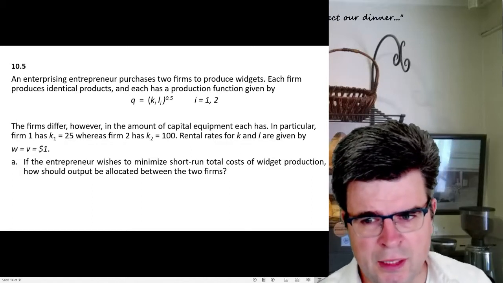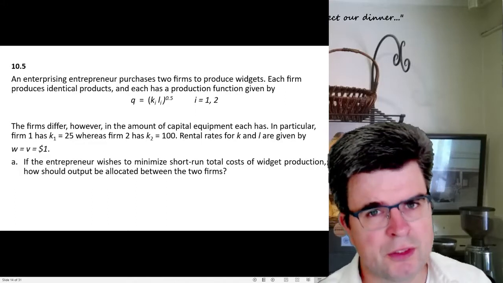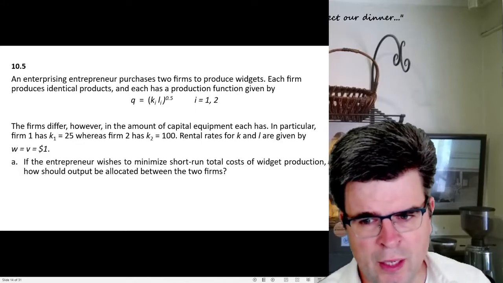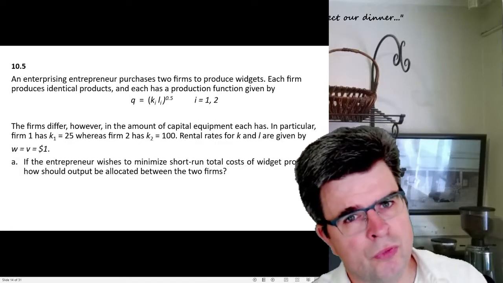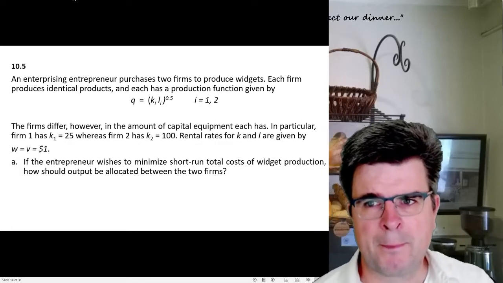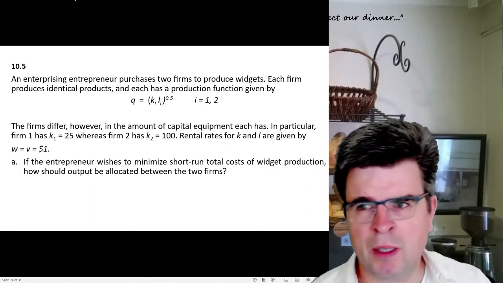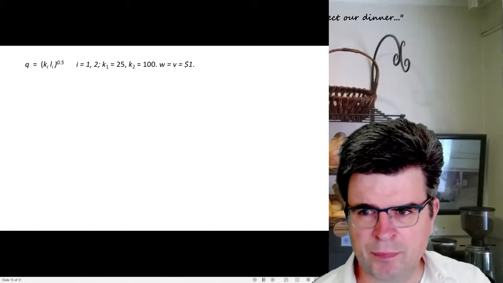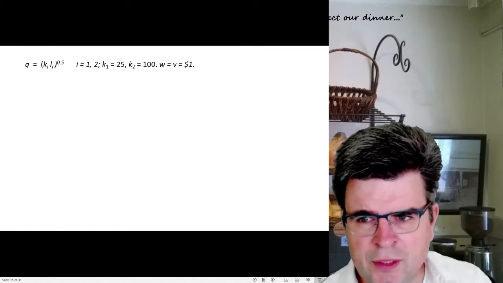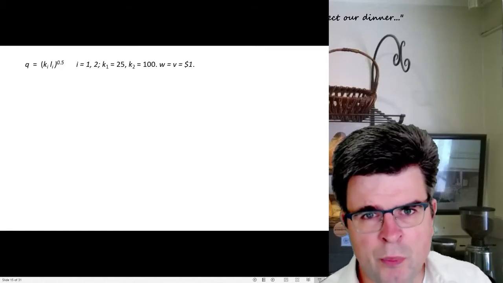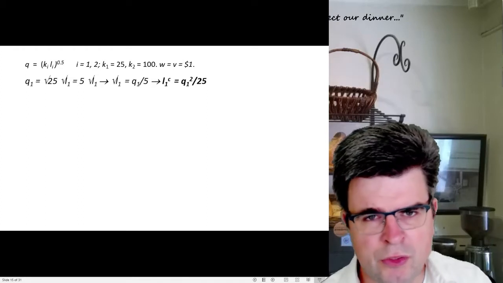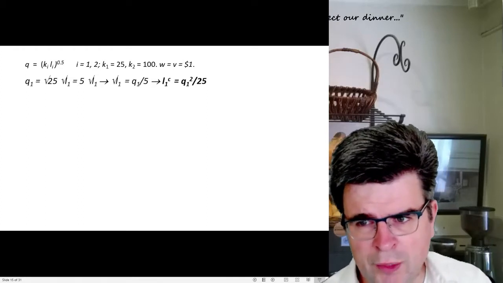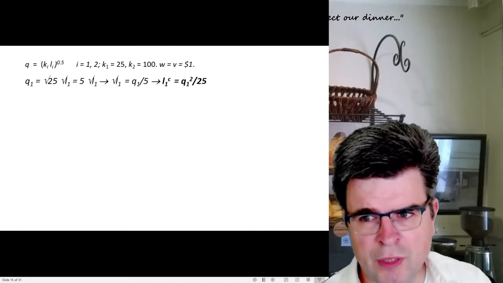Question A is, if the entrepreneur wishes to minimize the short-run cost of widget production, how should he allocate output between the two firms? And the two firms differ in the amount of capital that they have in place. So this is what is given in the exercise, and now we need to come up with the short-run cost function. Now let's first focus on firm 1, which has 25 units of capital in place.